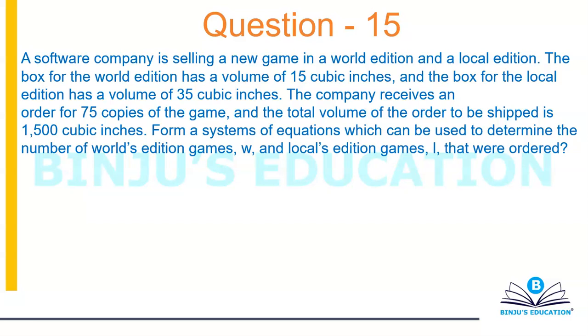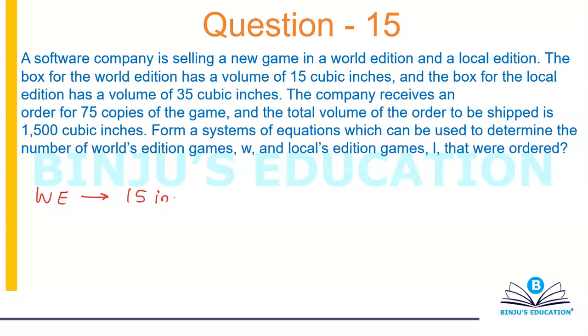Alright, let's try this one. It says that a software company is selling a new game in a world edition and a local edition. So there are two ways in which they are selling the game. First one is world edition, second one is local edition. The box for the world edition has a volume of 15 cubic inches. So world edition has 15 cubic inches.